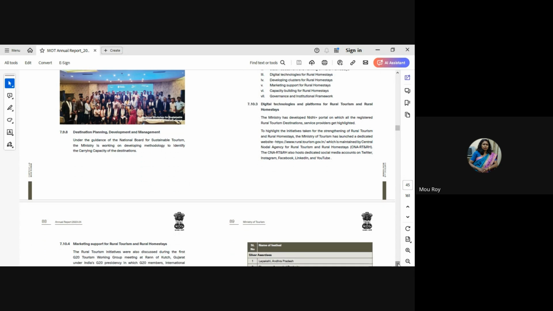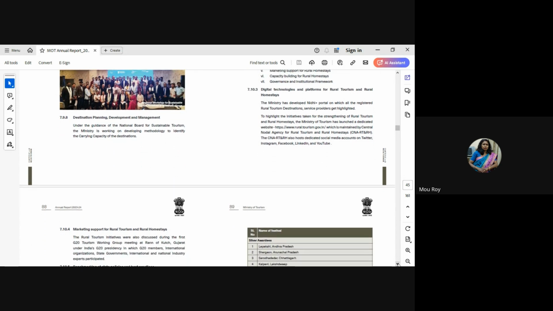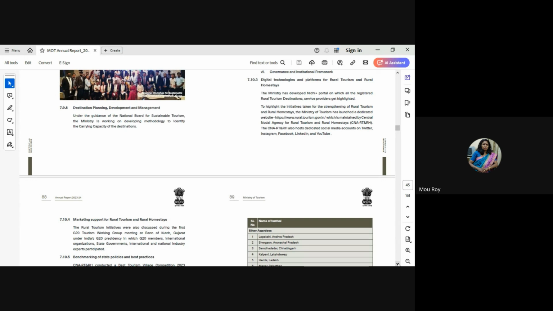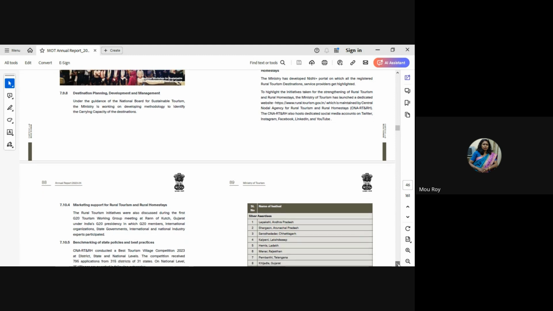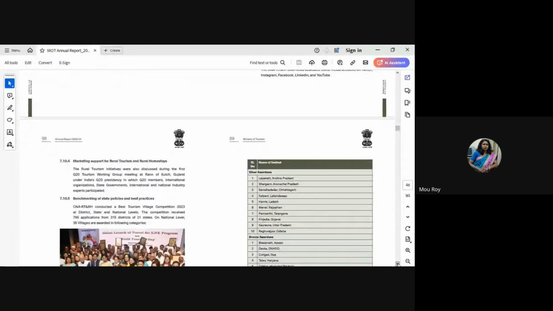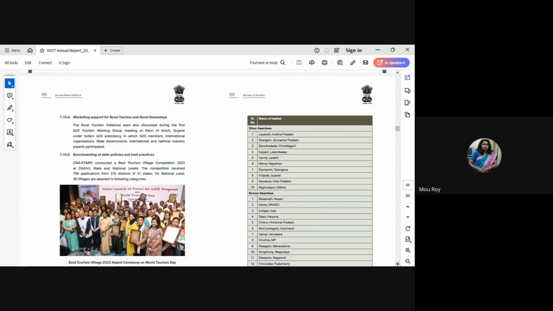India is such a beautiful country with a lot to offer. Another thing is that you can have social media handles like Twitter, Instagram, Facebook, LinkedIn, YouTube. Through these social media handles, these places can be highlighted and can come into focus.